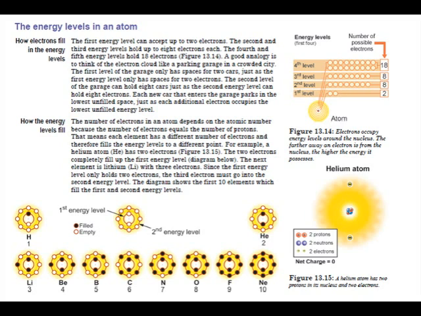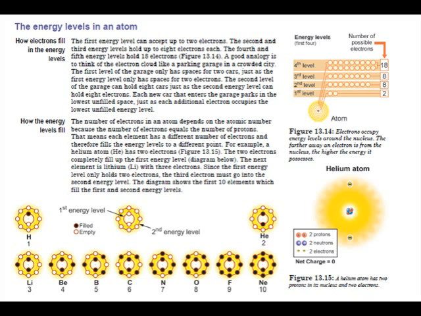A good analogy is to think of the electron cloud like a parking garage in a crowded city. The first level of the garage only has 2 spaces for 2 cars, just as the first energy level only has 2 spaces for 2 electrons. The second level of the garage can hold 8 cars, just as the second energy level can hold 8 electrons. Each new car that enters the garage parks in the lowest unfilled space, just as an additional electron occupies the lowest unfilled energy level.